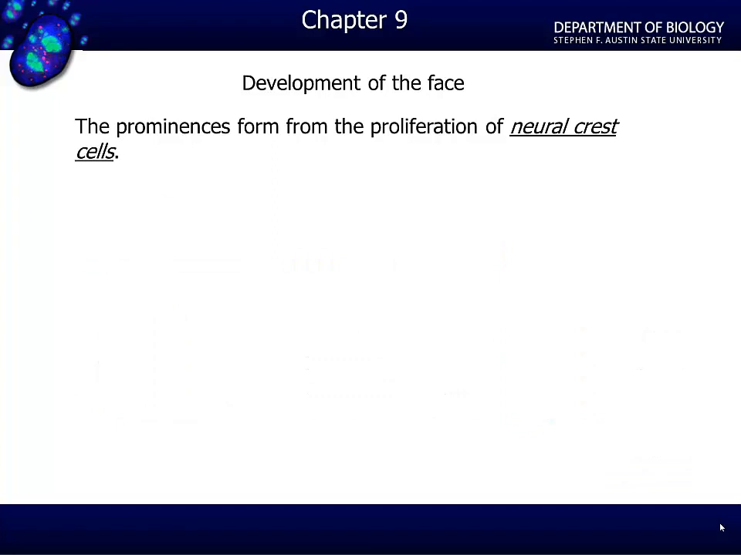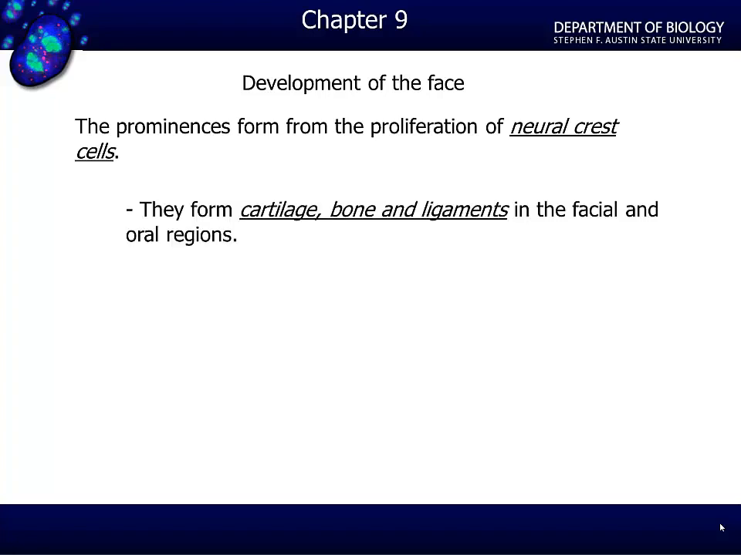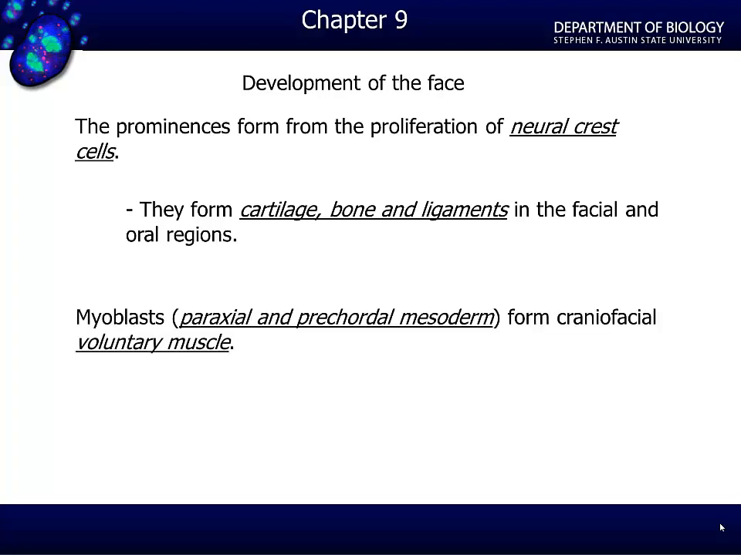Now, as we've mentioned several times, we have the original somatic mesoderm. However, neural crest cells are going to be quite important in populating our craniofacial structures. And so neural crests are going to form cartilage, which will then be converted into bone in many cases, and ligaments. So a lot of the connective tissue elements are going to be from neural crest cells. Now, myoblasts that we have in the area are going to come from our paraxial mesoderm, so from somites, and we'll talk about those a little bit later when talking about skeletal development, and from our prechordal mesoderm. So all of our original mesoderm is going to give rise to our voluntary skeletal muscles that are present in the face.